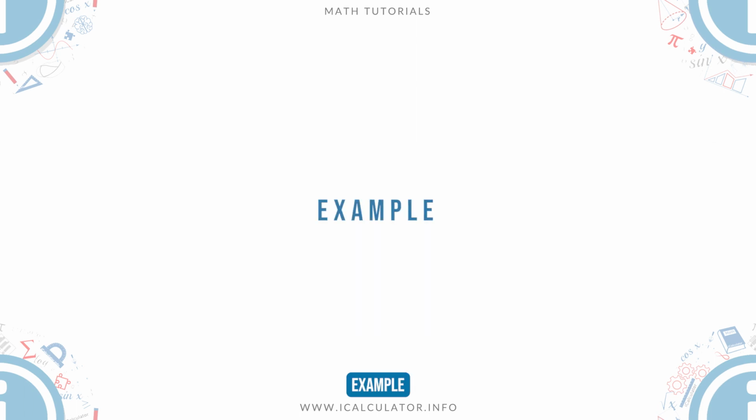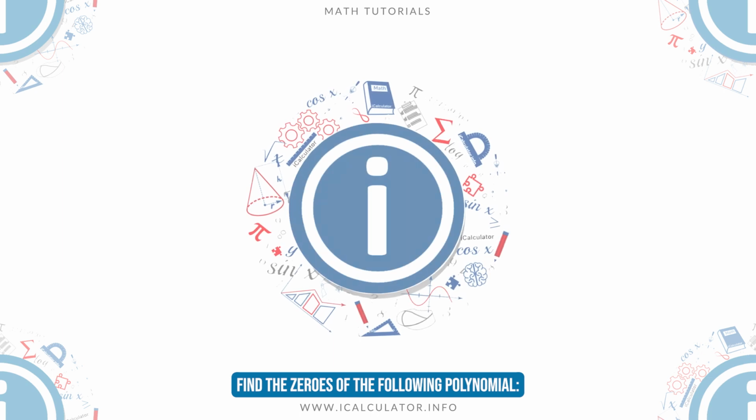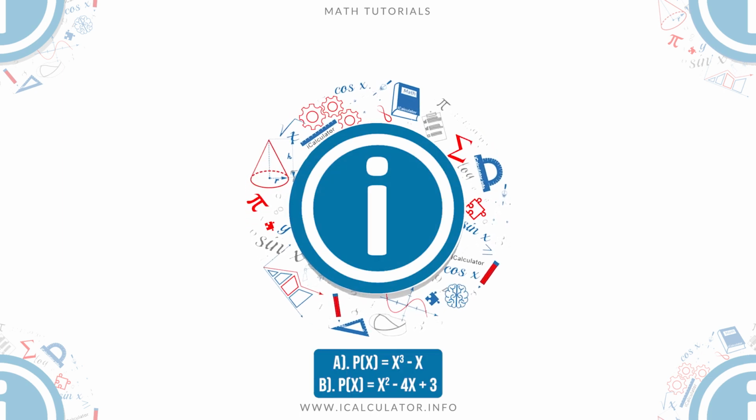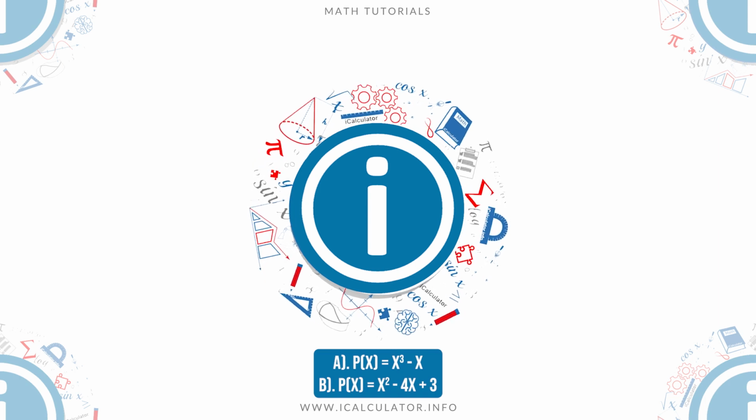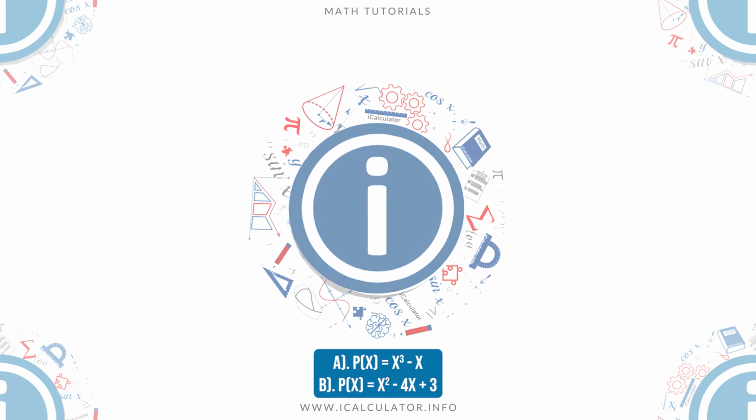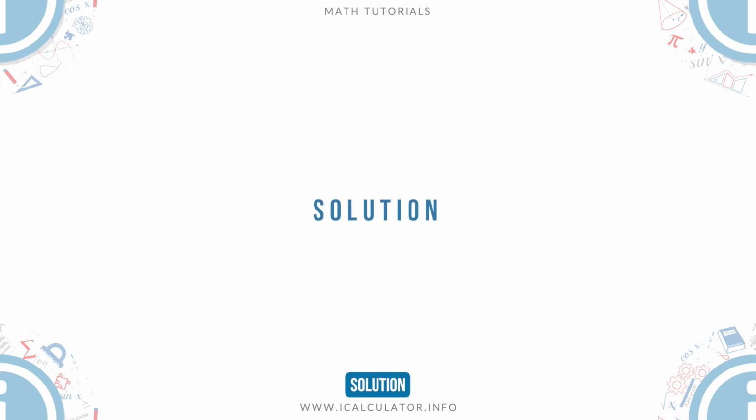Example. Find the zeros of the following polynomial: a, p(x) equals x cubed minus x; b, p(x) equals x squared minus 4x plus 3. Solution.